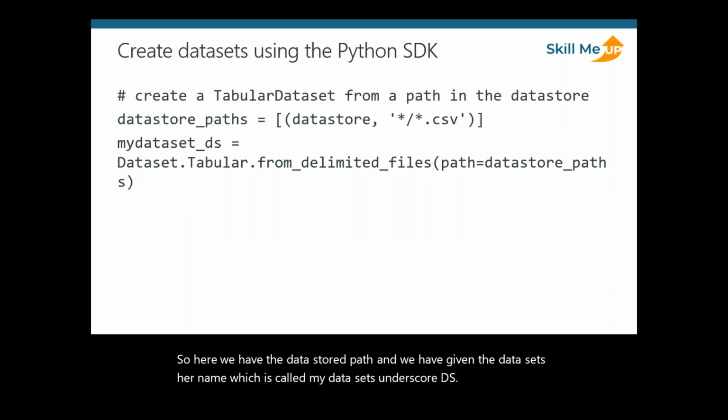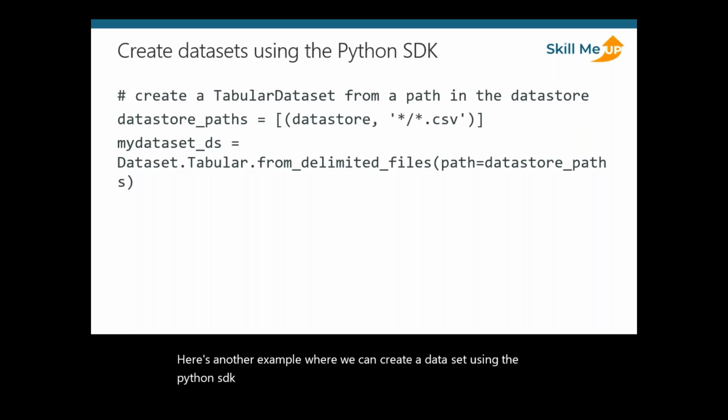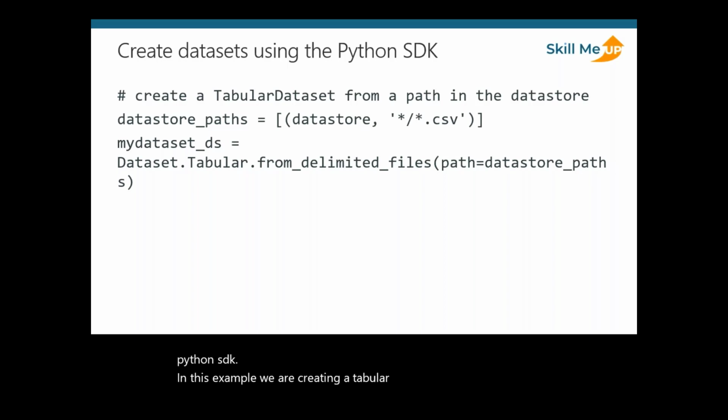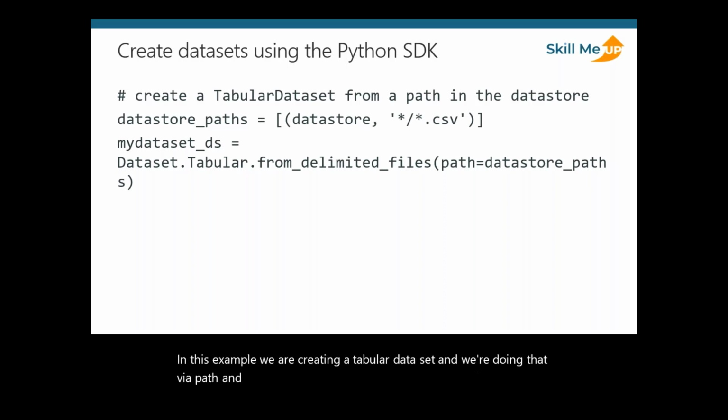Here's another example where we can create a dataset using the Python SDK. In this example, we are creating a tabular dataset, and we're doing that via a path in the data store. So what you can see is the data store has got CSV files in it, and we are using those in order to view our data.